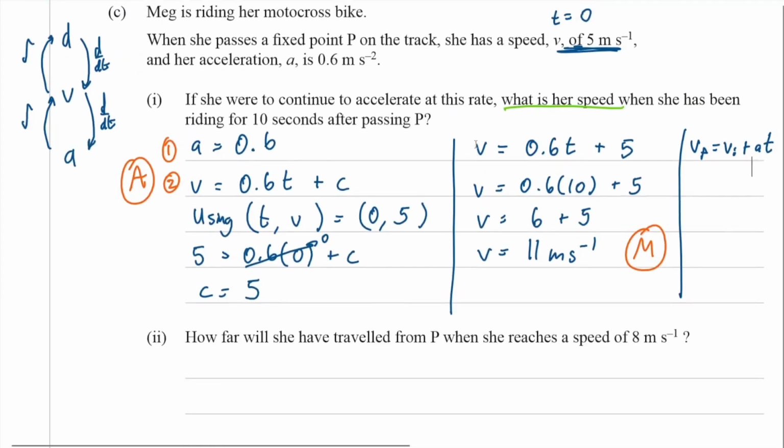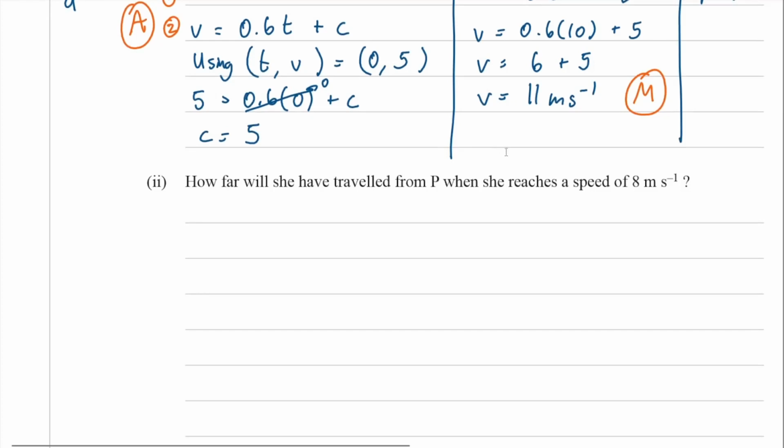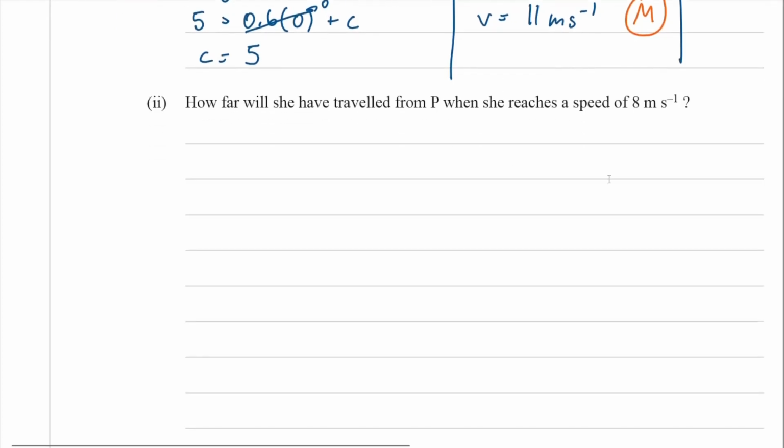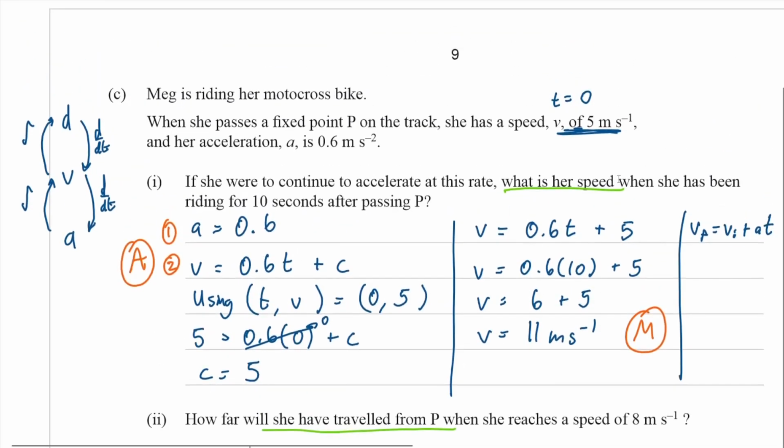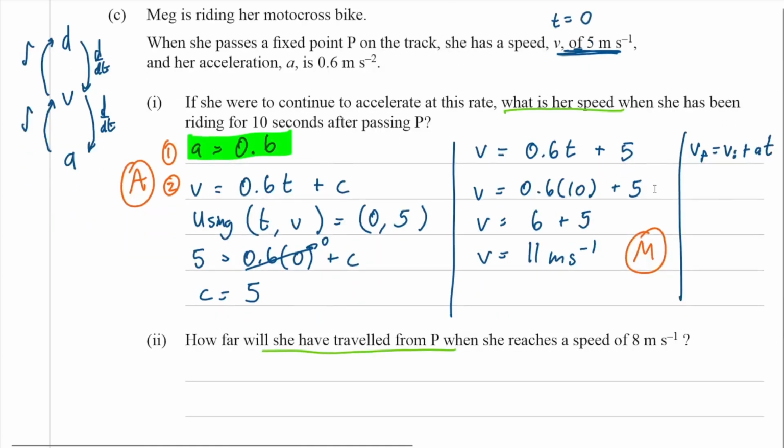Alright, following on from part 1, we're asked how far will she have travelled from P when she reaches a speed of 8 meters per second. So ultimately we are looking for a distance, and so far we have her acceleration equation. We also have her velocity, her speed equation, but we don't yet have her distance equation, so we know we're going to need to work that out.